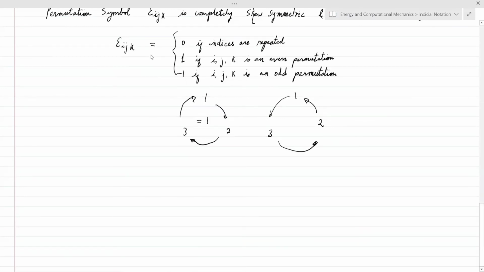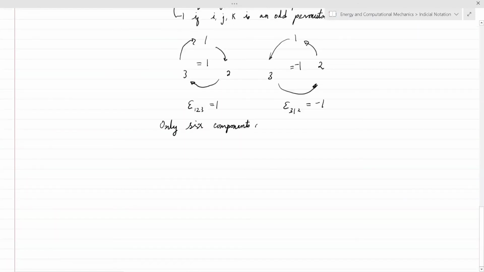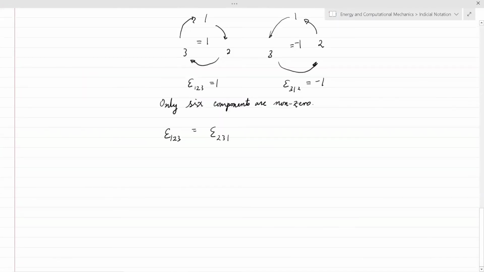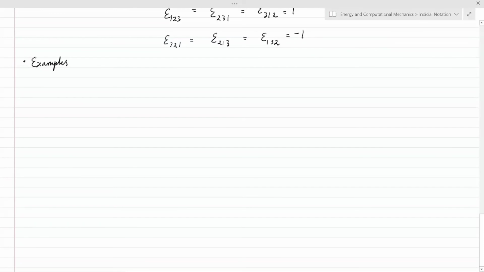And again, there are 3 indices here. So there's really 3 times 3 times 3, 27 components of epsilon, but only 6 are non-zero. And they're going to be these ones here. You can see them here, because they follow this rule here. Okay, and feel free to pause the video and maybe even derive this yourself if you want to. For this, we can go through a number of examples.